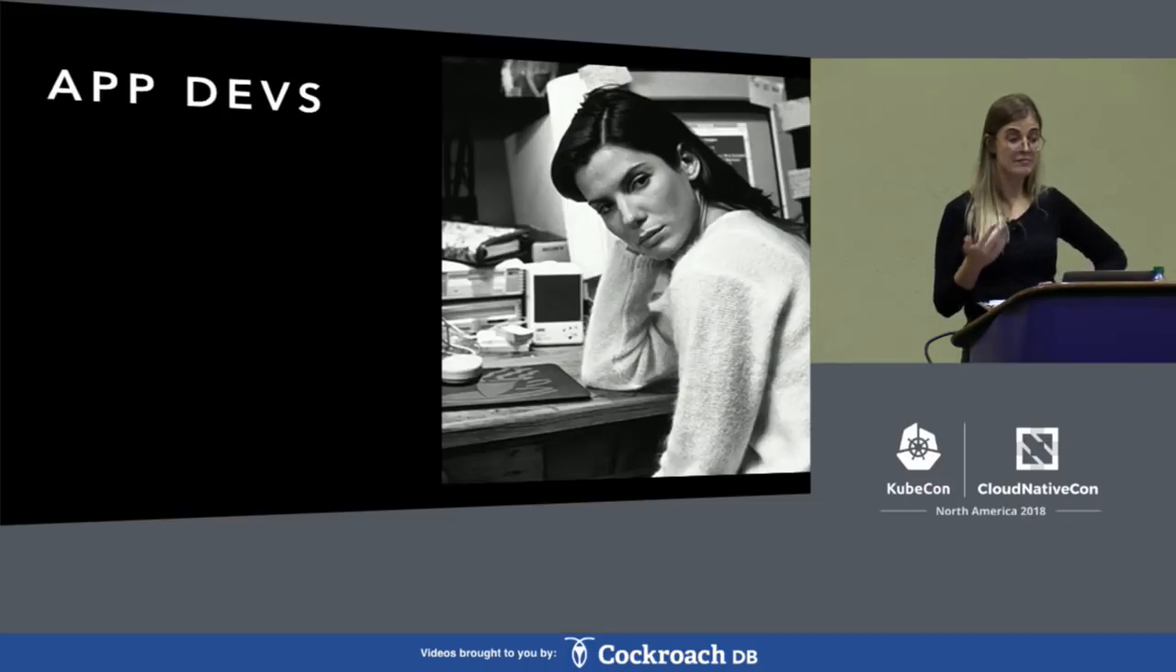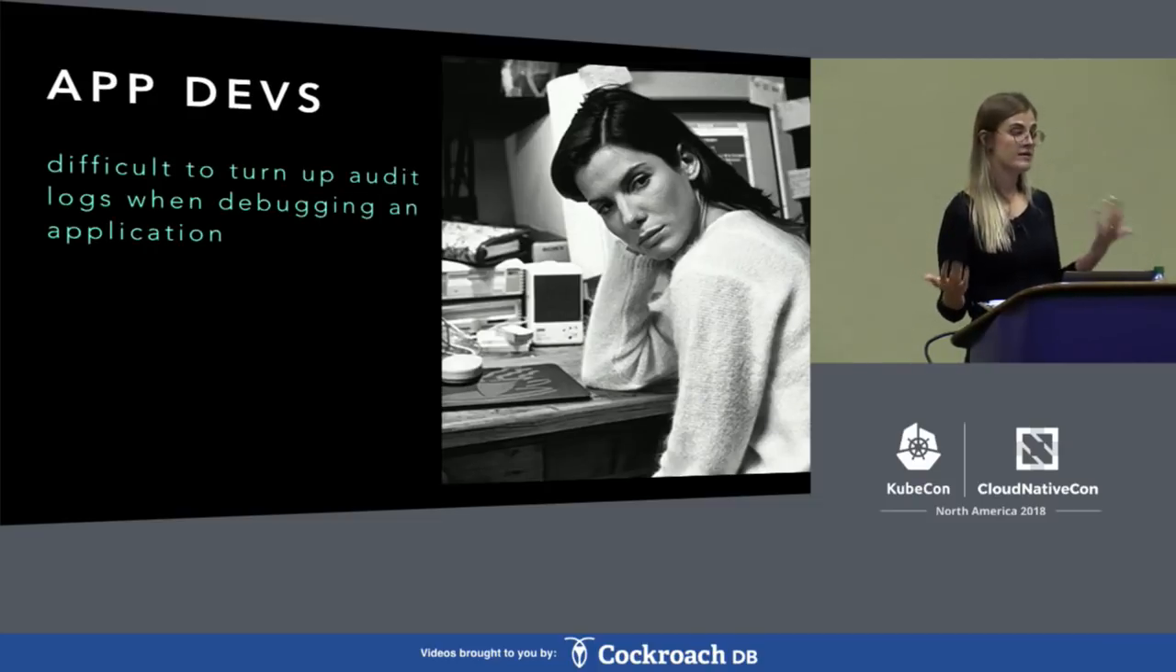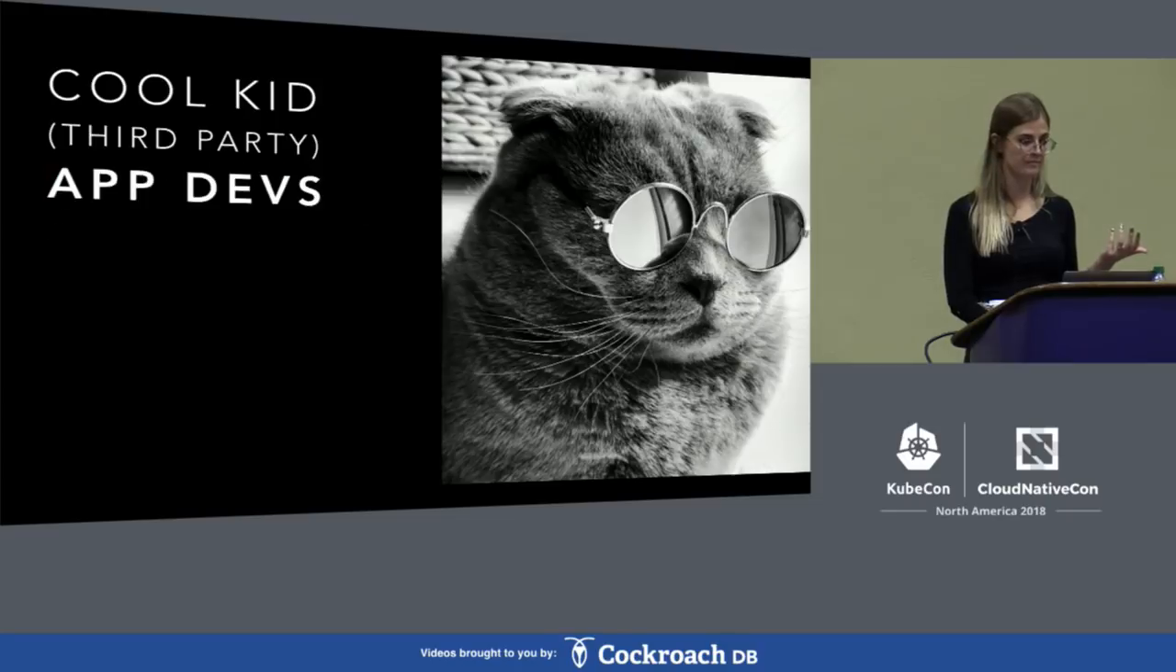For app devs, it's even more frustrating because we're often stuck with the configuration that's been set by cluster operators. So if I'm trying to debug an application and I want more than metadata to figure out what's going on in the request body, I can't turn up the audit logging level without doing the whole SSH, restart the API server song and dance. It's not exactly an ideal workflow.